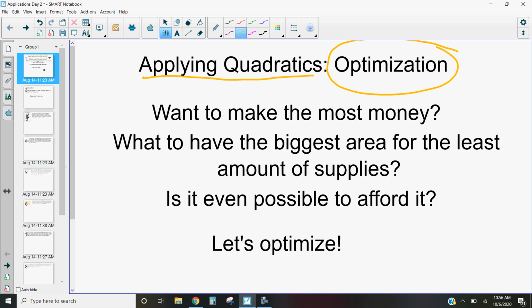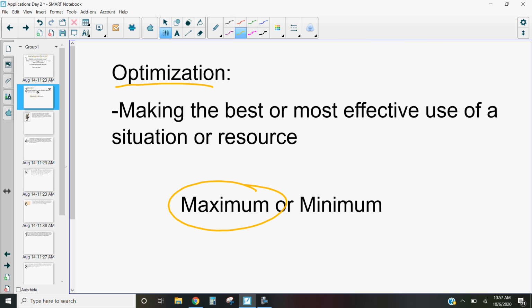So some of the questions where we use optimization are when we're looking at something like, how can I make the most money? How much money should I charge for this school play so that we bring in the most revenue? Or what should my area be? How much length and width, what are my dimensions of an enclosed structure that I'm building, based on a certain number of supplies? I'm trying to make the most effective use of my resource or my situation.